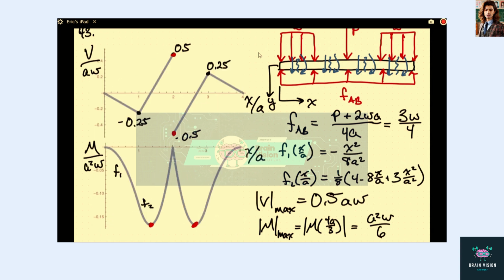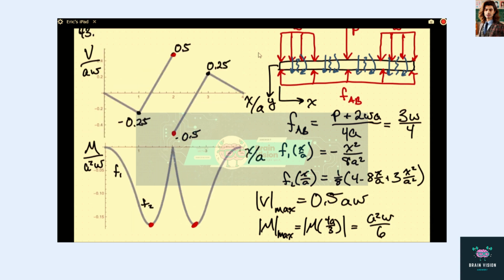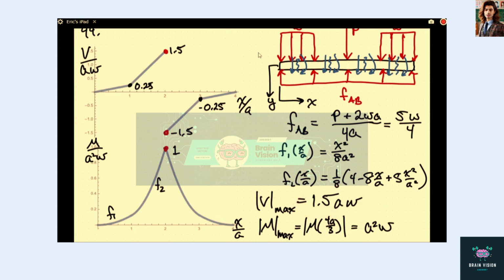So if we compare this to this, we can see we get quite a bit different result when we put a much larger point load at the middle. In fact, instead of a negative bending moment, we have positive bending moment. And now instead of 1/6 a squared times w as our peak, we have 1 a squared times w as our peak. But it's kind of interesting because we increased the magnitude of this load by 3, but we increased the magnitude of the maximum bending moment by 6, and we increased the maximum shear force by a factor of 3.